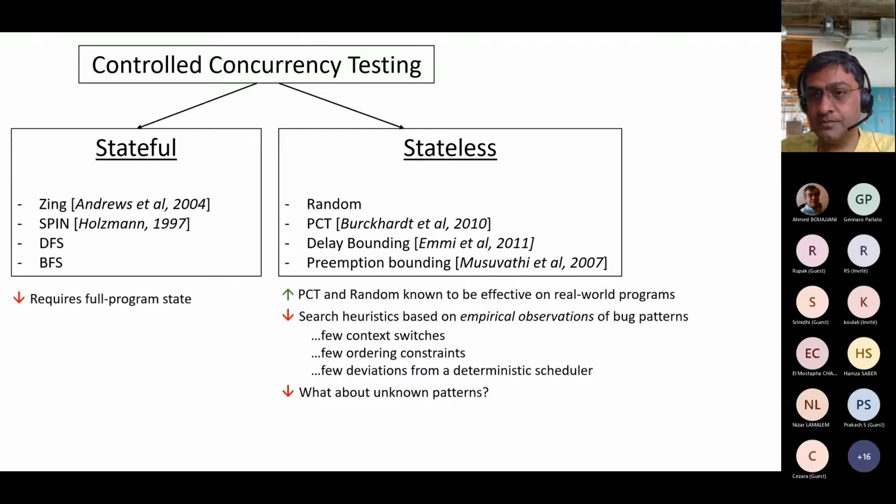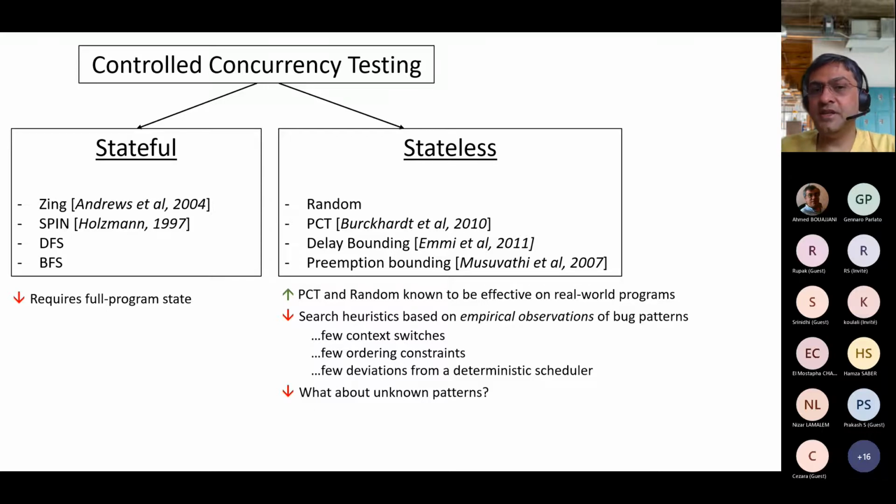These heuristics are good. These heuristics are very useful, but they are what they are. They are heuristics. And they take inspiration from patterns of bugs that we have seen previously, right? They do not answer a question about unknown patterns or unknown bugs, bugs that you've not seen previously. In fact, you will not even know whether you're missing those kinds of bugs at all, right? So that is the challenge with these techniques.